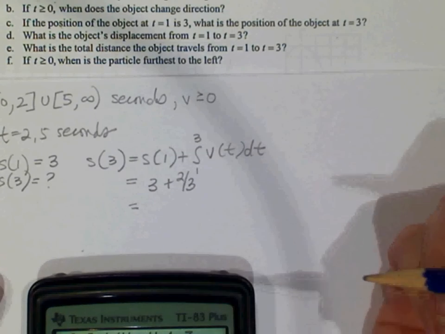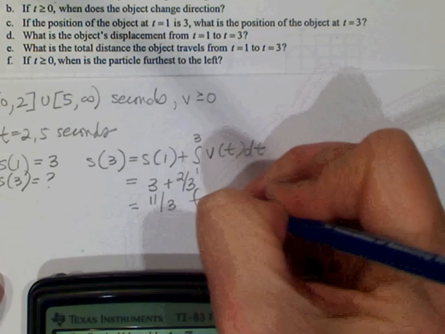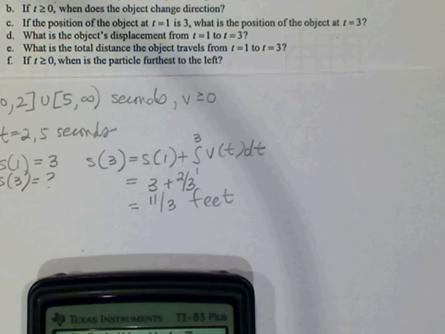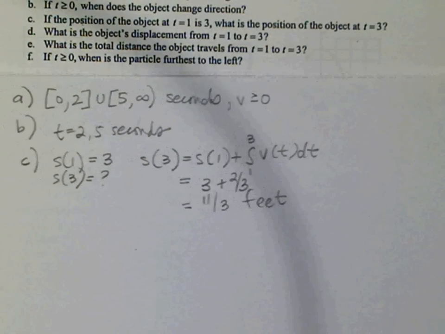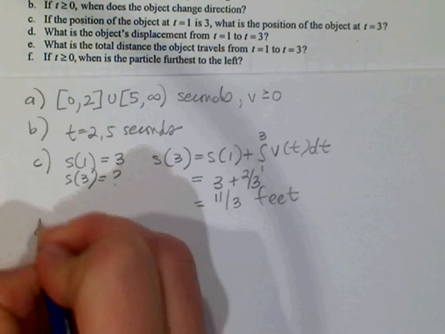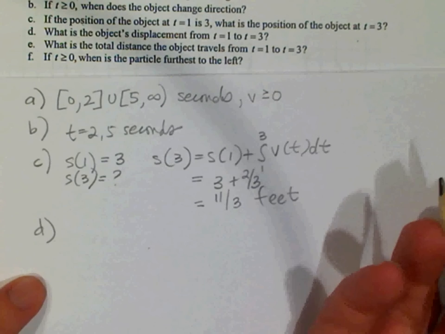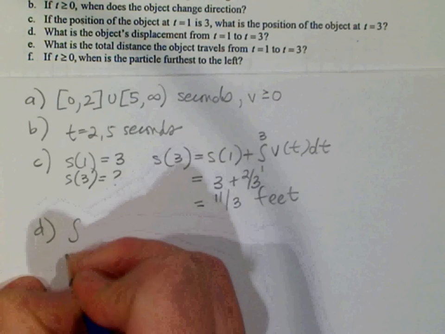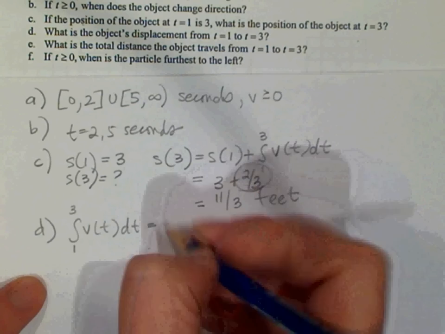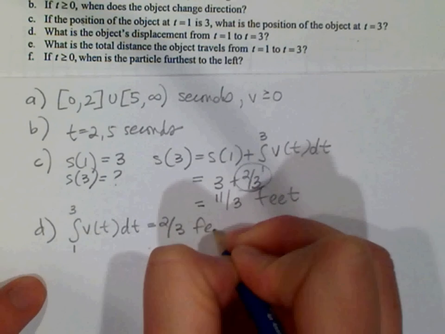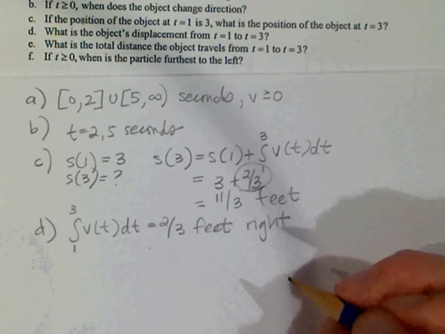So 9/3 plus 2/3 is 11/3 feet. What is the object's displacement from 1 to 3? Well, again, that's s at 3 minus s at 1, but I'm not working with s, and this is a calculator problem, so I'm just going to say that's the integral from 1 to 3 of v of t dt, which we just found to be 2/3 feet to the right. Wait, right? Yep, horizontal line, sorry.